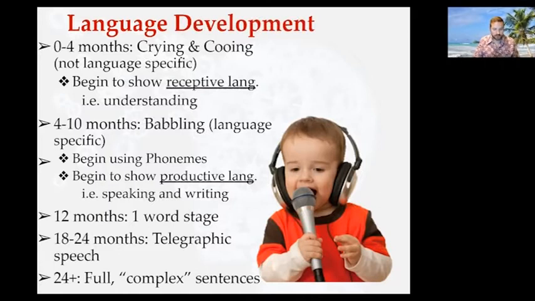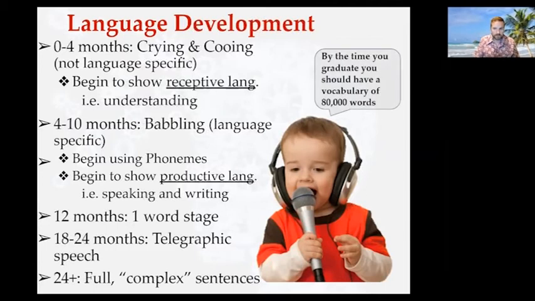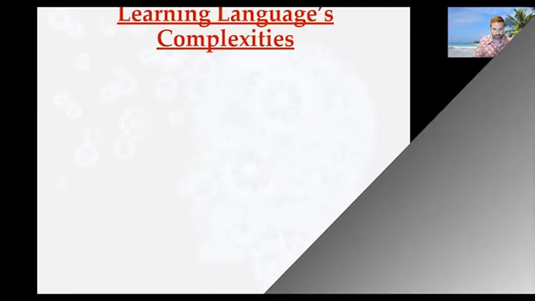By 18 to 24 months, they tend to do telegraphic speech. Telegraphic speech is almost like caveman talk: me want ball. And by 24 months or more, they're in full complex sentences, at least complex for a 2-year-old. By the time you graduate, you should have 80,000 vocabulary words.